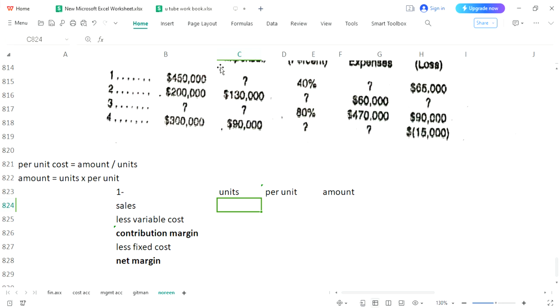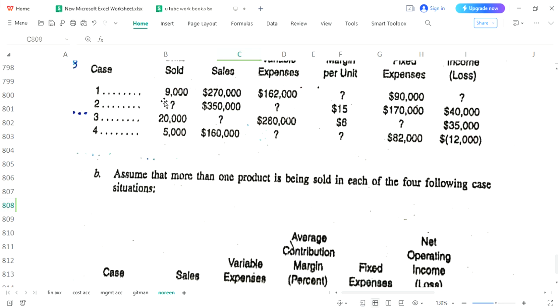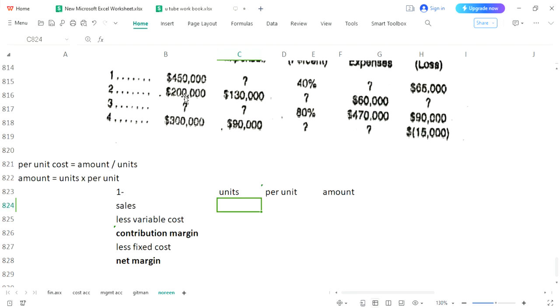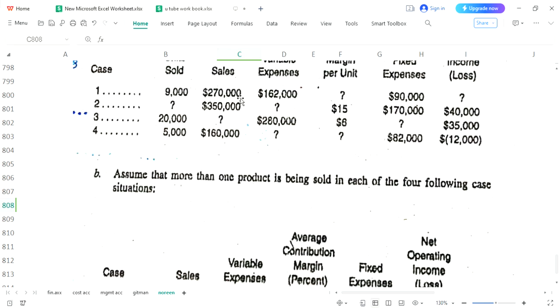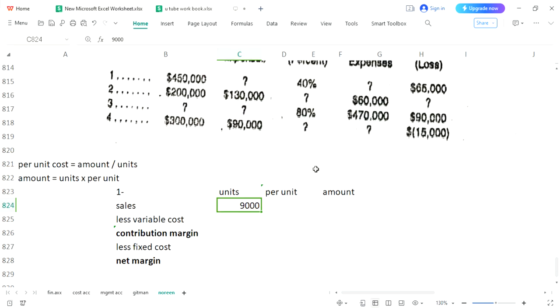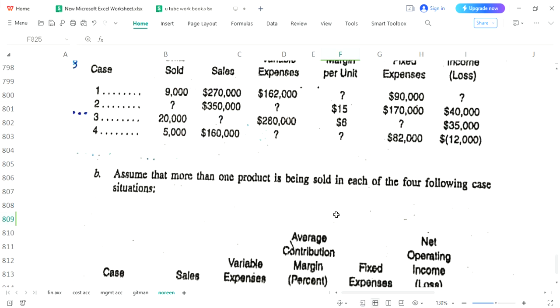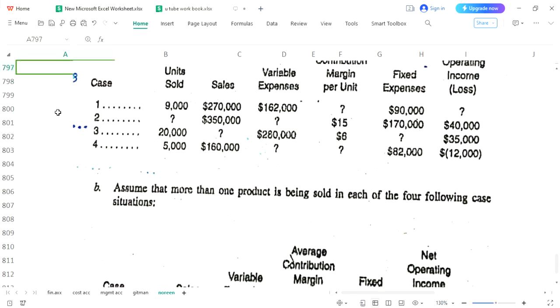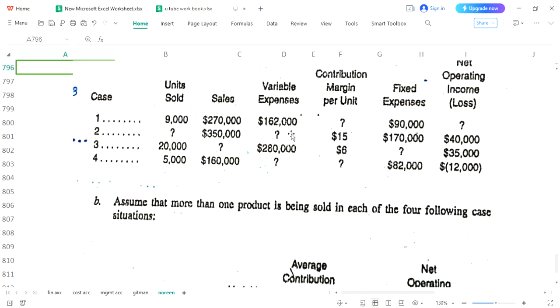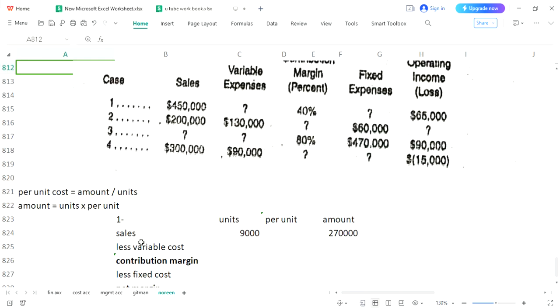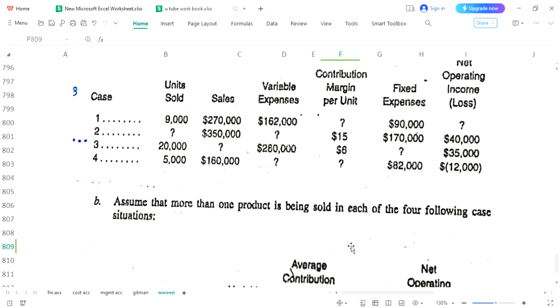So first of all we will fill in the space. This is your first case. 9,000 units are sold. Put 9,000 over here. Then it is said that sales are 2,70,000. Put 2,70,000 over here. And then it is said that variable expenses, let's see. Okay, variable expenses are 1,62,000. These are variable expenses. Put 1,62,000.